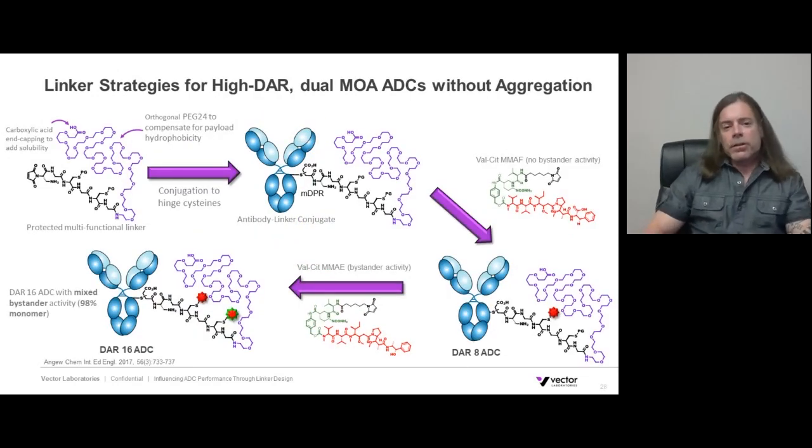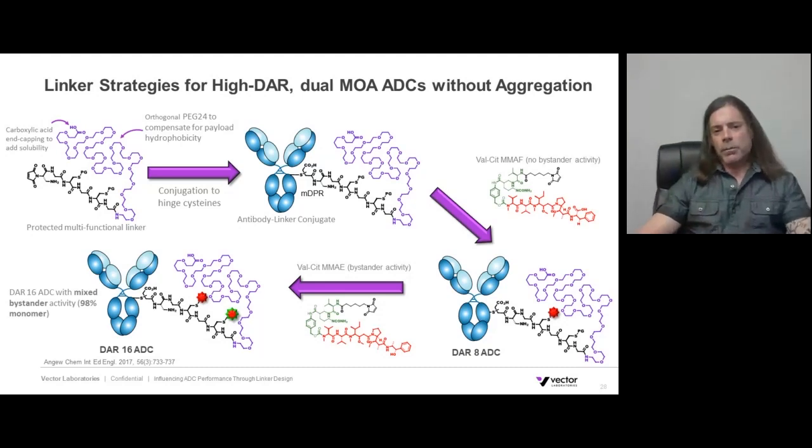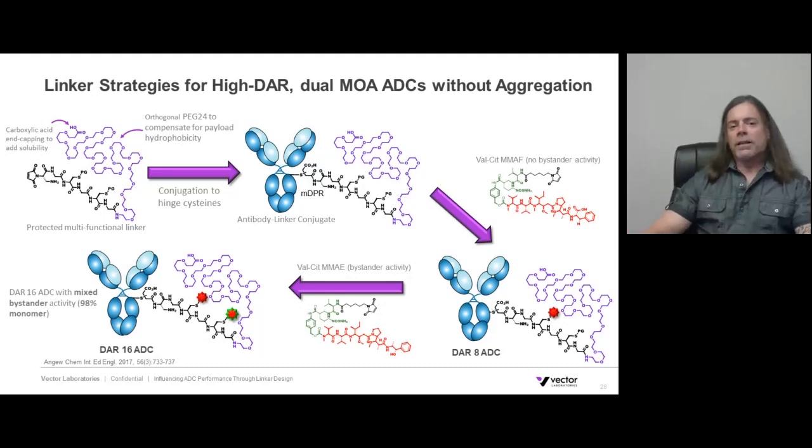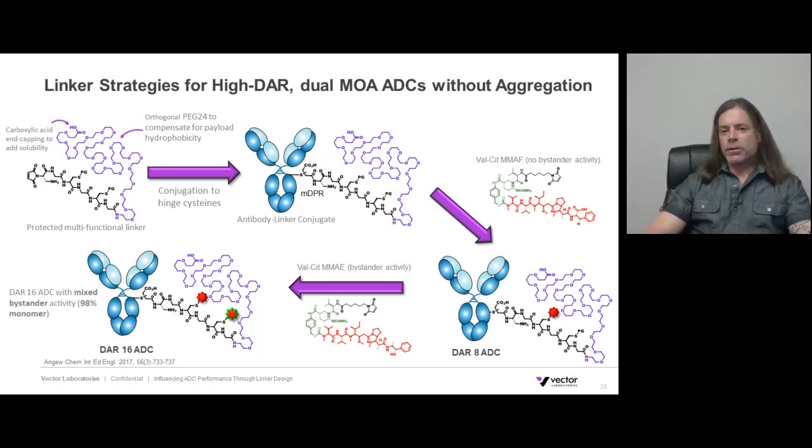Dr. Jackson mentioned the use of branch linkers to accommodate multiple payloads if you're looking at developing an ADC with a dual mechanism of action. This example, like his, uses both MMAF and MMAE, so you have an ADC with mixed bystander activity. But what CGen did here is they put a PEG-24 spacer in that orthogonal position, and they capped it off with a carboxylic acid group.